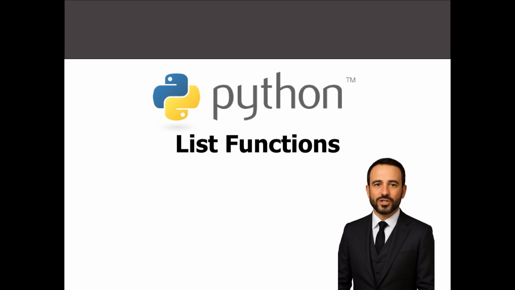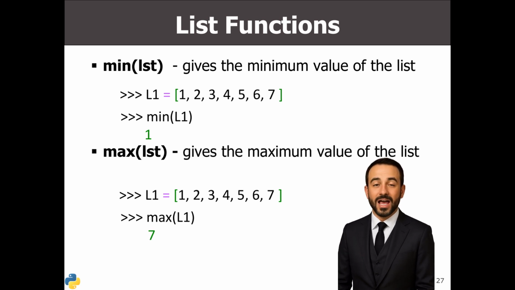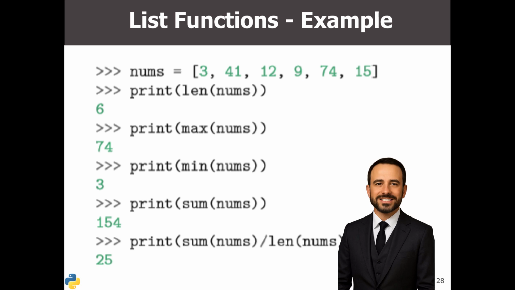Let's explore essential list functions that simplify common operations. len returns the number of items, and sum returns the sum. For L1 equals [1, 2, 3, 4, 5, 6, 7], len is 7 and sum is 28. min returns the minimum, and max returns the maximum. For L1, min is 1 and max is 7. This example demonstrates len, max, min, and sum on a list nums, then calculates the average.